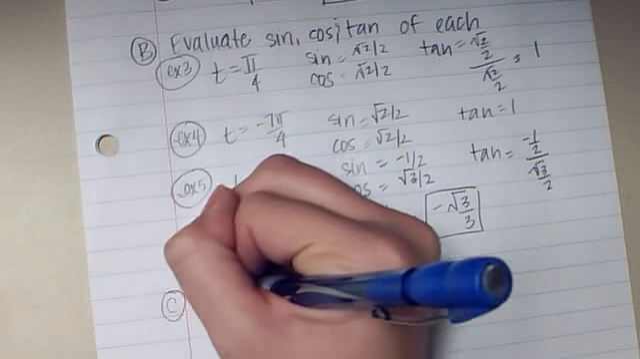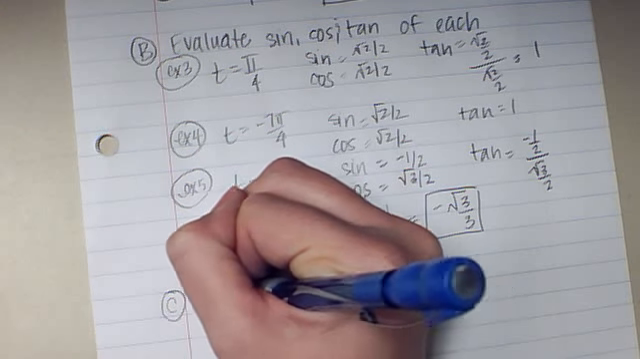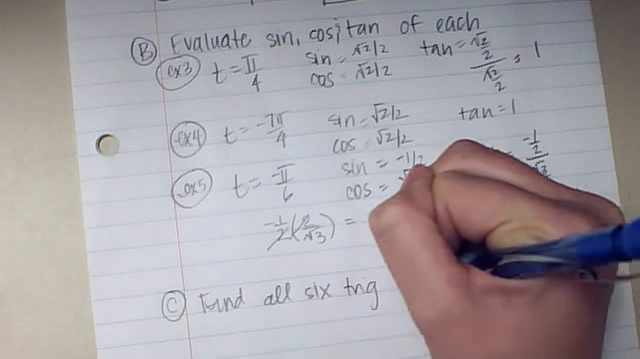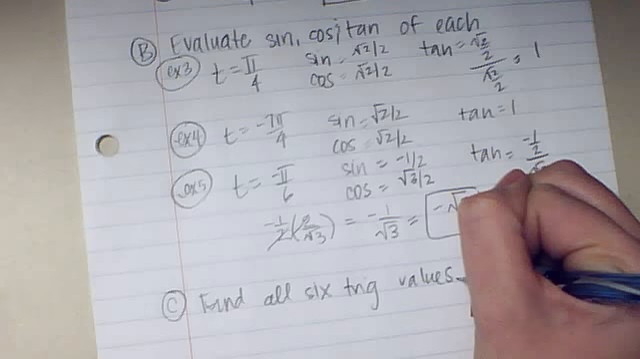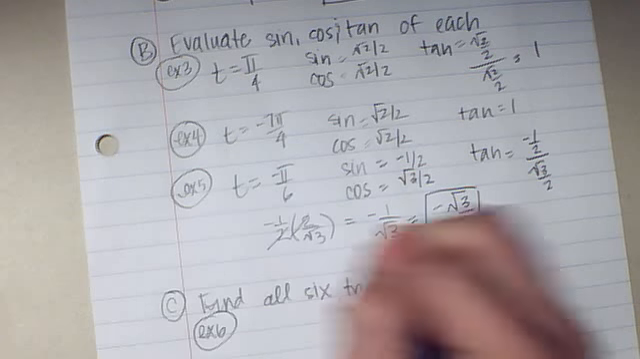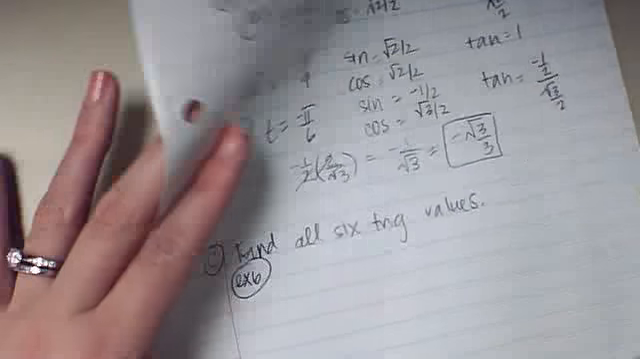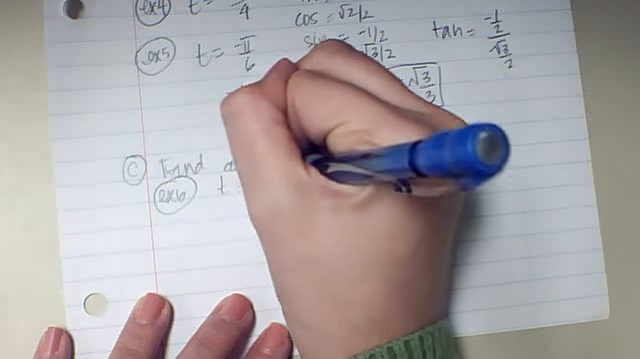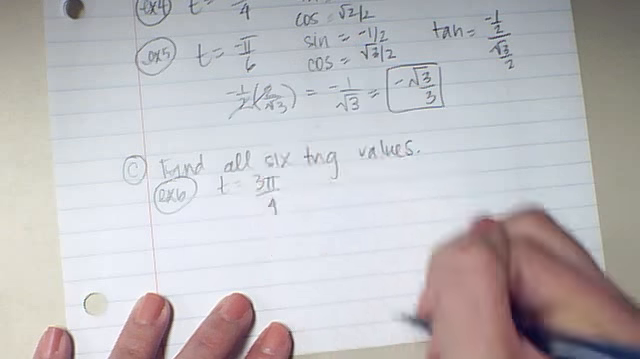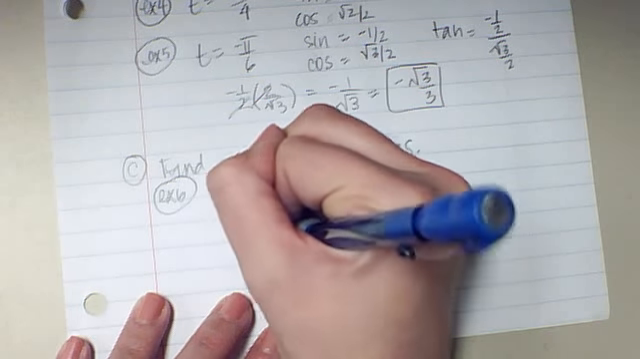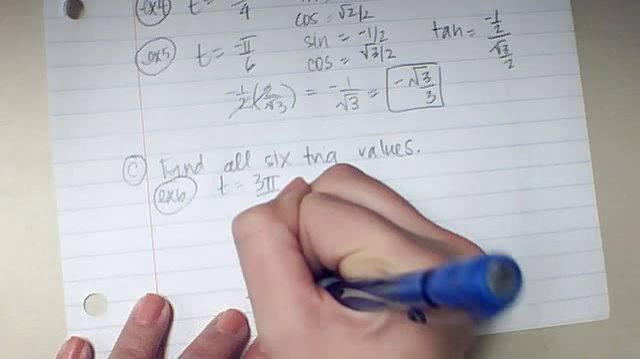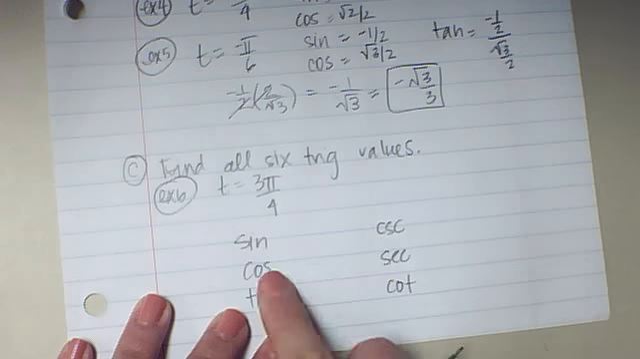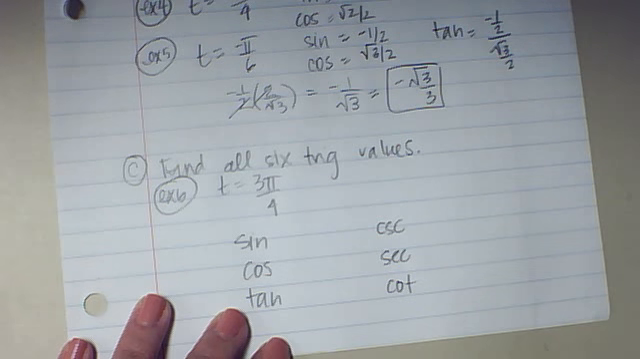Okay, part C is to find all 6 trig values at the given t. So what do I do if I need every single one? Sine, cosine, tangent, cosecant, secant, and cotangent. For t equals 3 pi over 4. So I'm going to start by writing it all out. Sine, cosine, tangent, cosecant, secant, and cotangent. It's important that you line them up like this so that it'll be easy for you to flip.